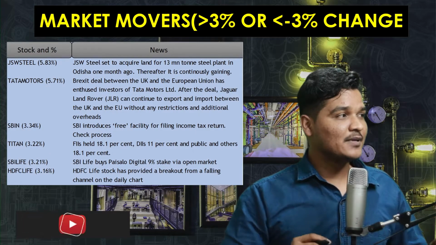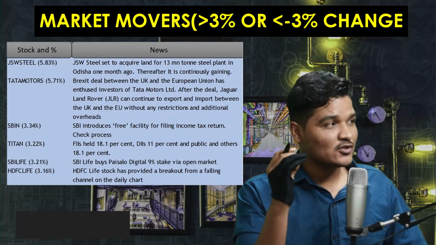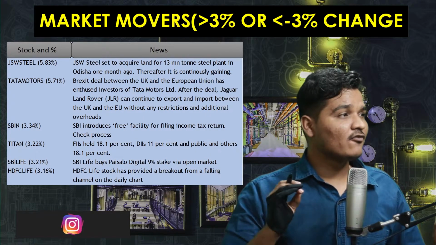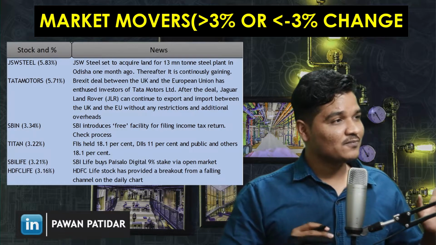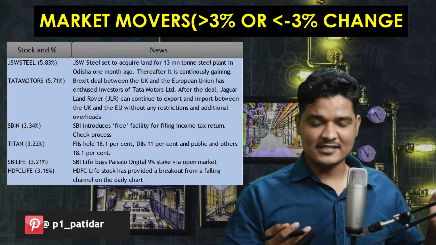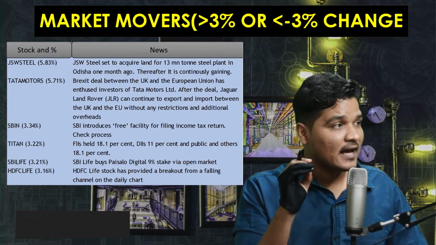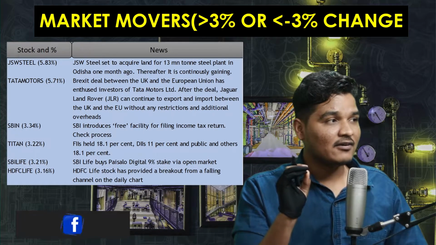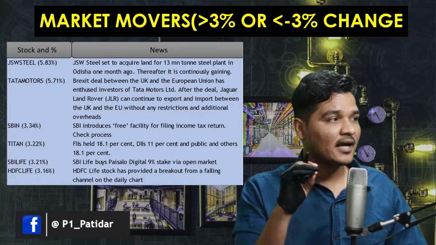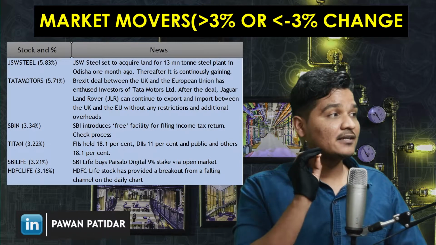Why did SBI gain? Well, if you see, today there was news in the market: SBI introduces a free facility for filing income tax return check process. So that was the news in the market, and thereafter this stock gained. Well, if you see Titan, FIIs hold 18.1%, DIIs 11%, and public and others have an 18.1% share in Titan.